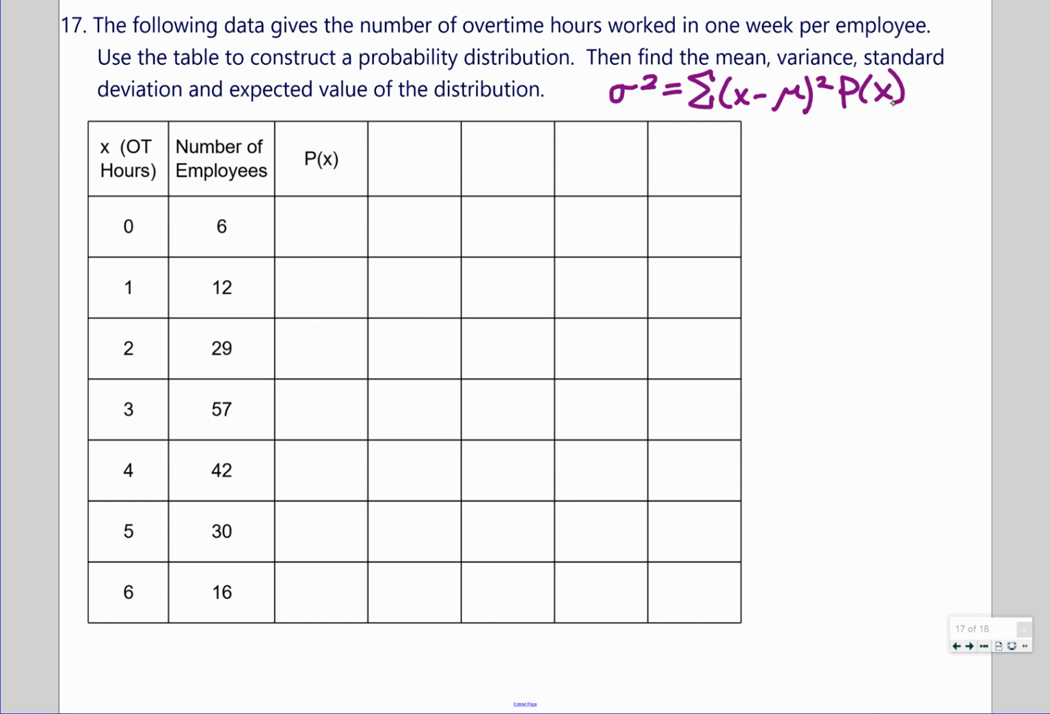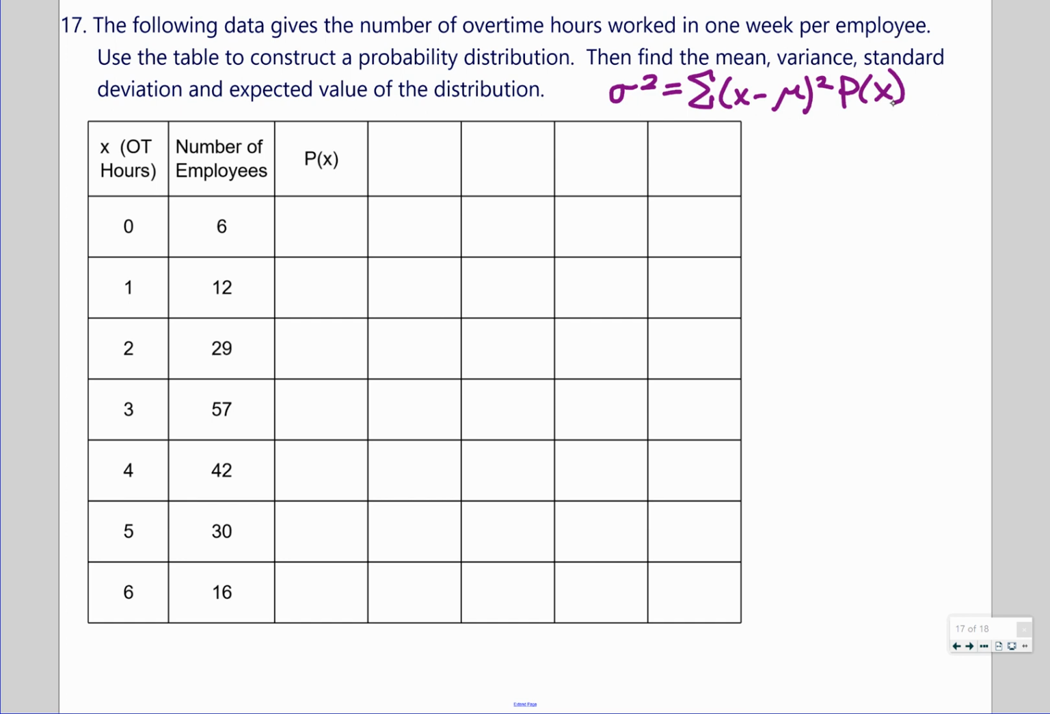So remember, we're going to think of this like phases here. We're going to find the probabilities. We're going to have to find the mean because we're going to need that. We're going to do the deviation, that's the x minus the mean. We're going to do the deviation squared piece. Then we're going to multiply it by the probability. And finally, we're going to sum them all up. So we're not really plugging anything in here. We're just taking it a piece at a time, and that's what's going to create these columns.